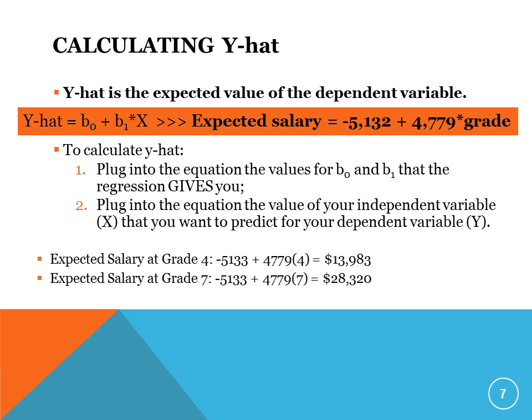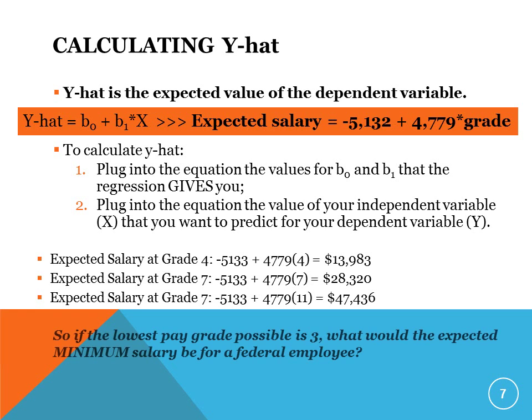Our expected salary at a pay grade of 7, we can see once we plug this in and do the proper math, is $28,000. And then at a pay grade of 11, we see about $47,000. This is actually pretty low compared to what the actual might be. This is old data too.